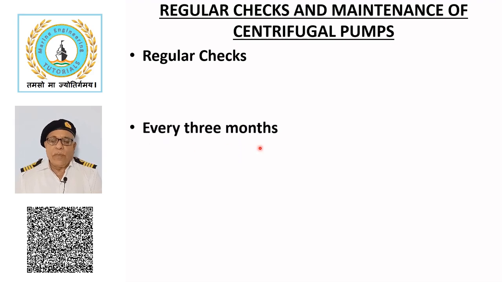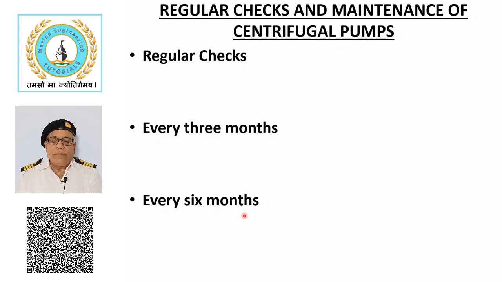Every 3 months: excessive leakage from gland packing should be nipped in. If it does not help, gland packing or shaft sleeve may be renewed. Grease in the ball bearings should be renewed every 3 months. At the same time, coupling bolts and bushes should be inspected for wear and replaced when required. Check the flow of the cooling liquid for gland packing or mechanical seal through the supply pipe.